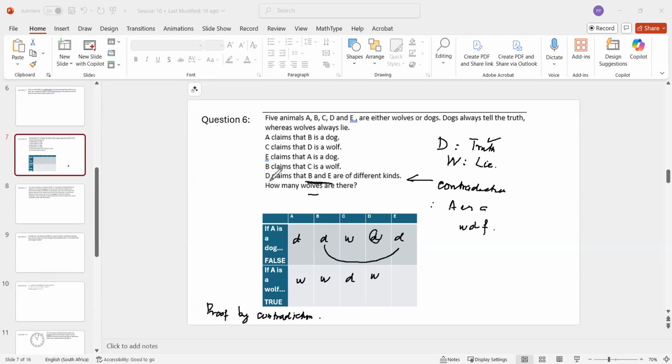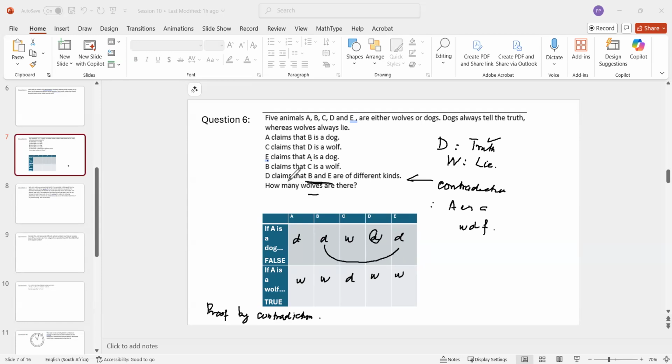So D, whatever he said is a lie. He says that B and E are of different kinds. Yeah, what does E say? Oh, yeah, I have to see what E says. E says that A is a dog. That's what E said. E claims that A is a dog, and you look at A, that's false. So E is lying. So E must be a wolf.